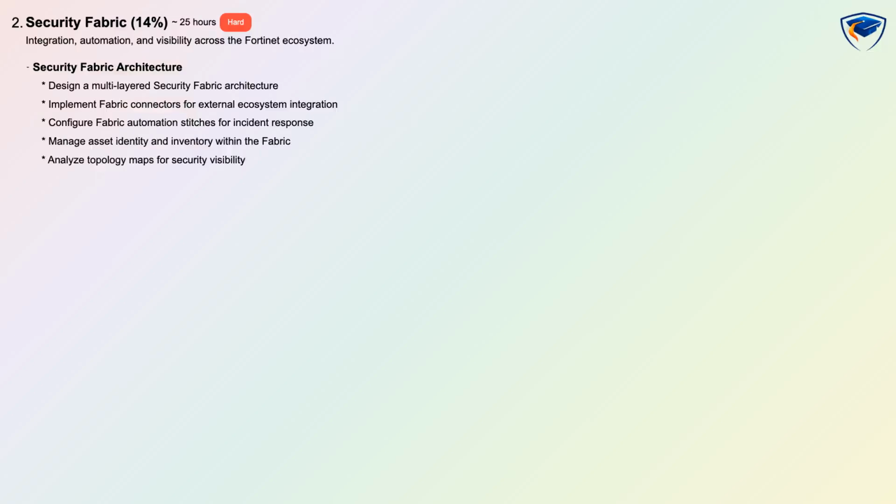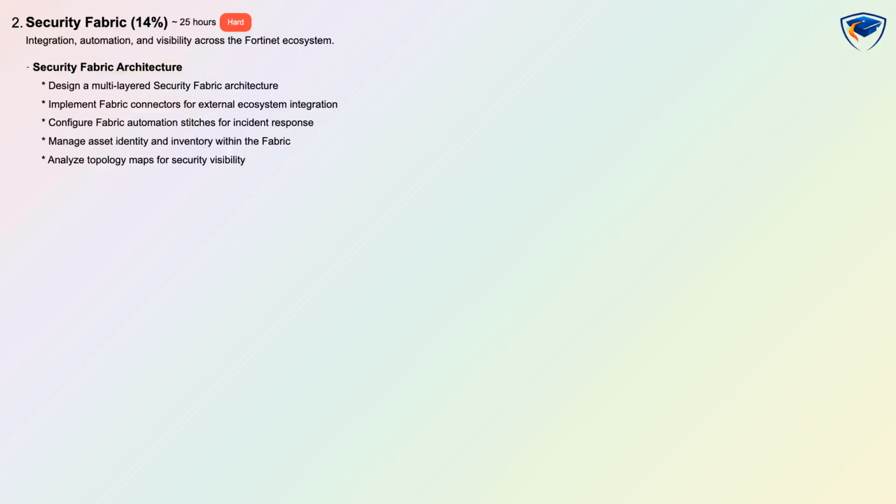Security Fabric is 14% and focuses on integration, automation, and visibility with an estimated 25 hours of study. You will design multi-layered security fabric architectures and implement fabric connectors to integrate external ecosystems. You will set up fabric automation stitches for incident response, manage asset identity and inventory, and analyze topology maps to improve situational awareness. This domain is scenario-based and tests your ability to tie multiple Fortinet products and services into a unified response.